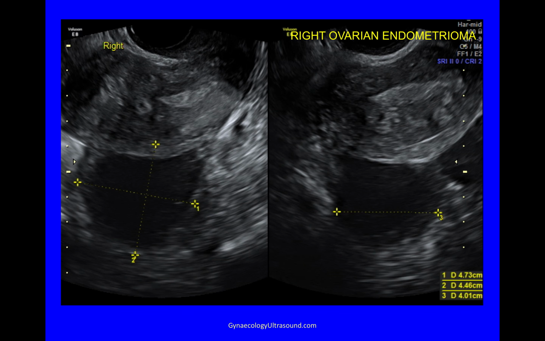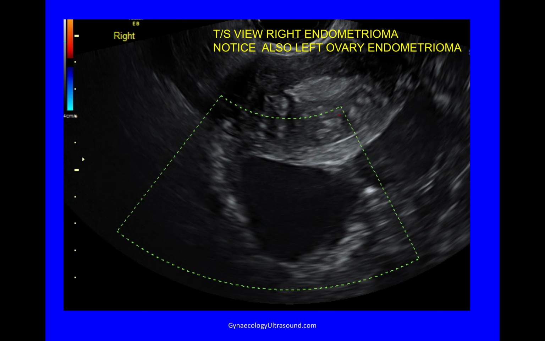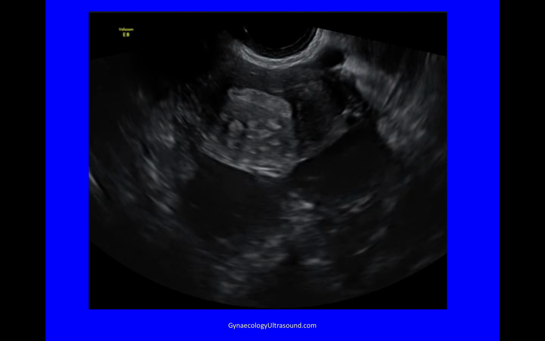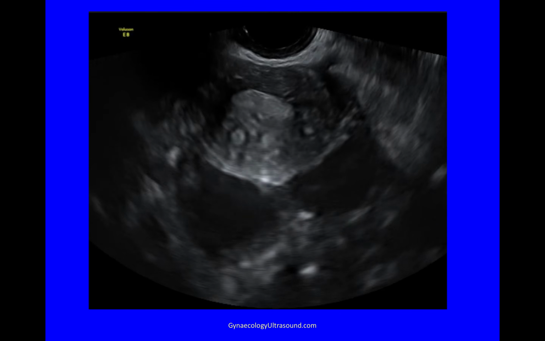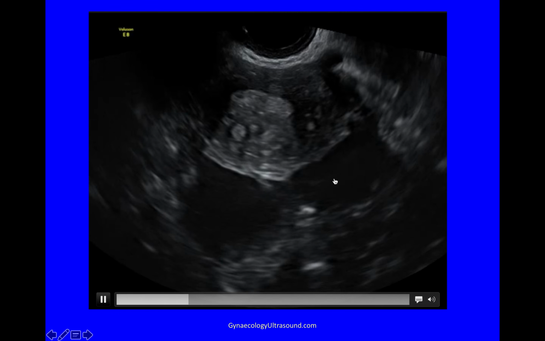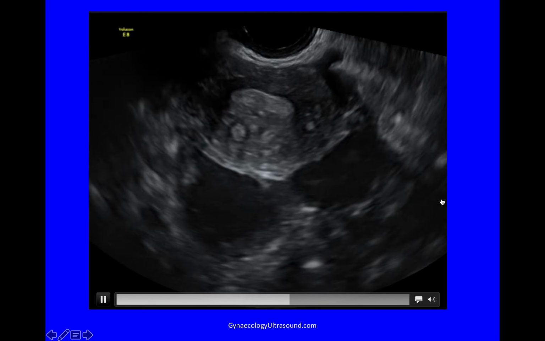So right ovarian endometrioma, and you can already see a left ovarian endometrioma, and both the ovaries are kissing and they're attached to the back of the uterus. There's the left one. And you can see these ovaries are called kissing ovaries. They're adherent to each other, they're adherent to the back of the uterus, and there's normally bowel adherent to this area as well.